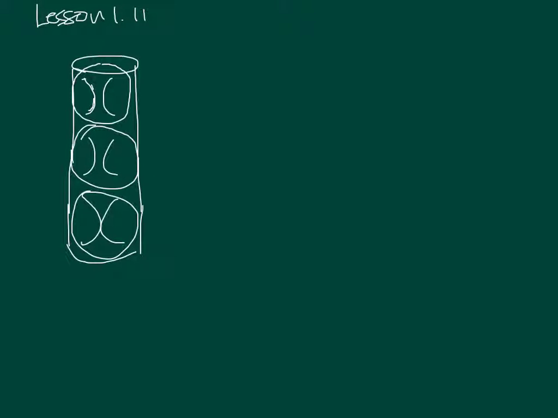This video is to go over lesson 1.11, and let's go over problem 8. It says tennis balls are sold in cans of 3. Which is greater, the height of the can or the circumference of it? So let's say we have 3 tennis balls, and which one will be greater? Is the height of this can greater than the circumference of this can?